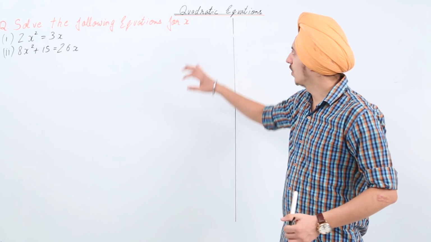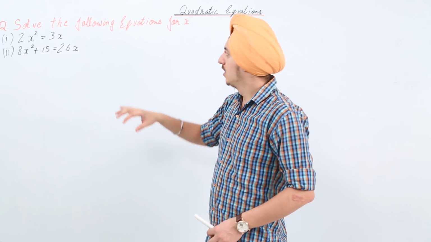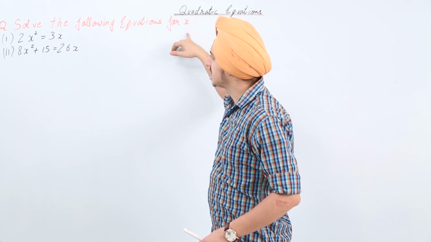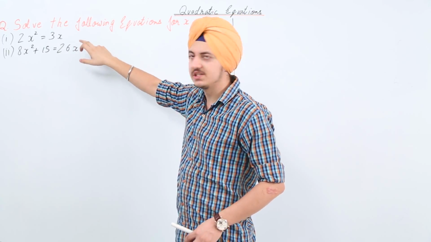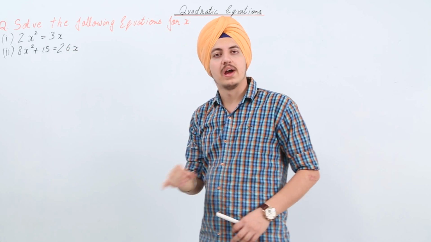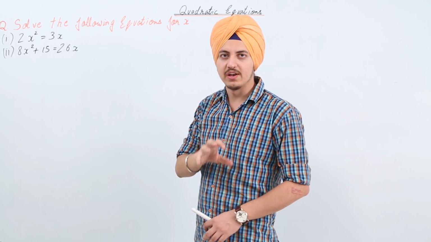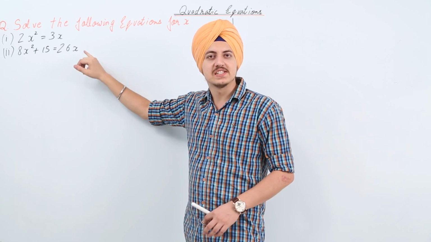We are studying quadratic equations, and right now we have to calculate the values of x for which these two equations are satisfied. These are two different parts. First of all, we have to find the values of x for which this equation is satisfied, and then the values of x for which this equation is satisfied.